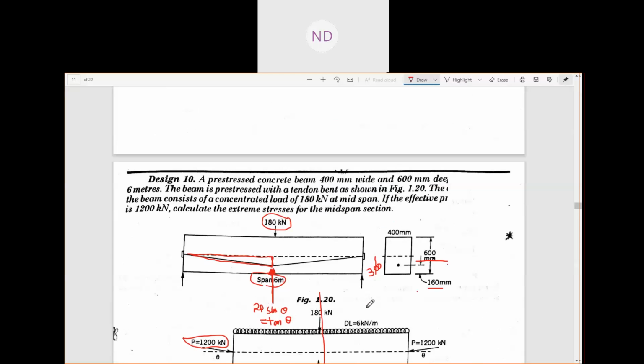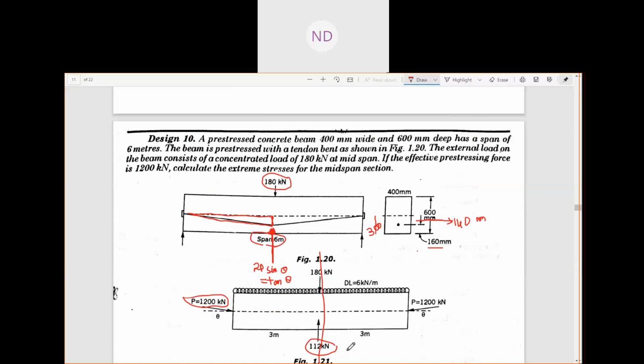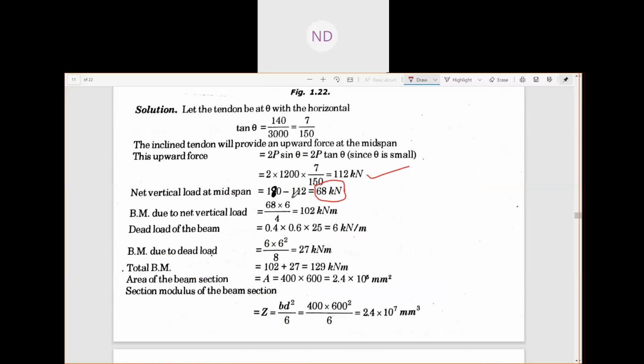Now the net load which is actually being taken by the beam will be that 180 minus the upward load which you have calculated. How much is the upward load? 112. So now the load which is acting is this 68 kilonewton after counterbalancing, or trying to balance, after resisting the load of 112. This gets deducted from the total load of 180 kilonewton point load. So that will be your 68 kilonewton remaining now.